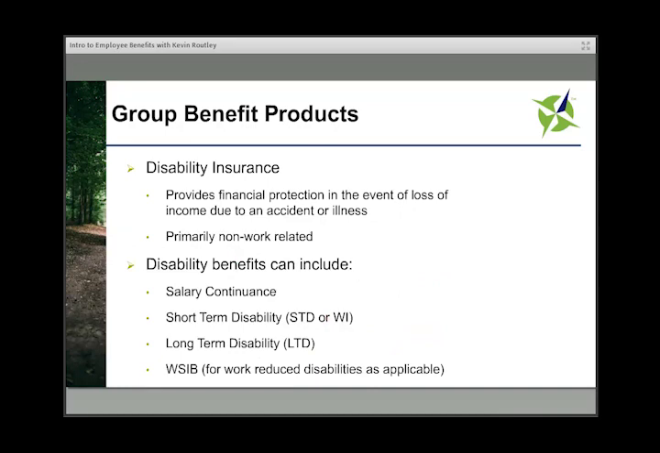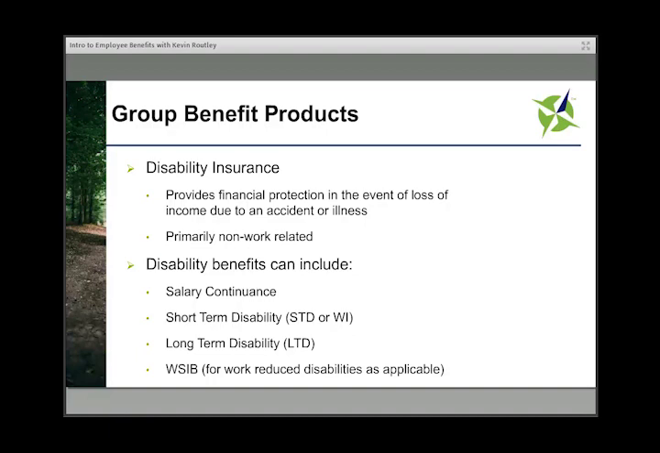Other group benefit products, probably most important for employees, is disability insurance. Provides financial protection in the event of a loss of income due to an accident or illness. And it's primarily non-work related. I jokingly call it fall off the roof insurance because it covers you for the 16 hours a day that you're not working, where typically WSIB would cover an employee on the job.